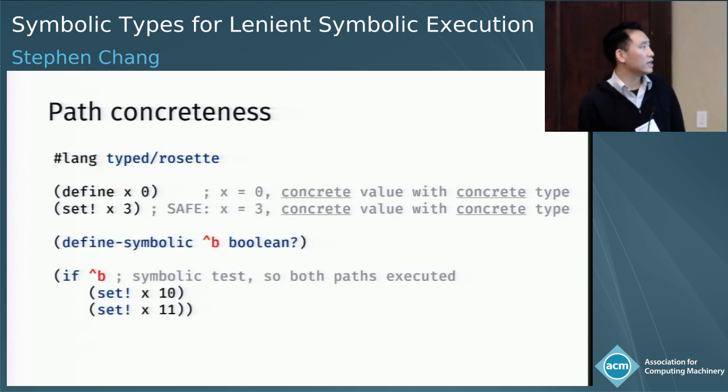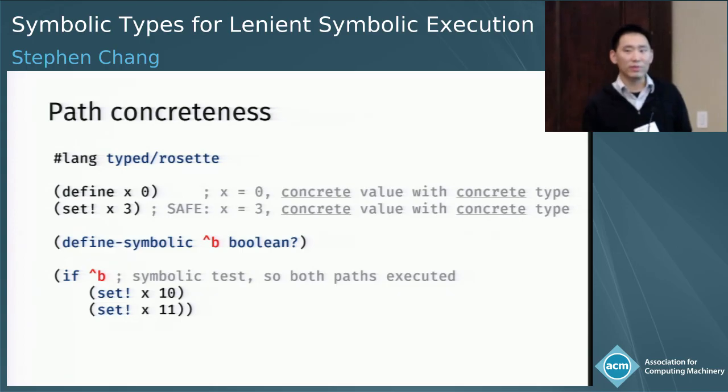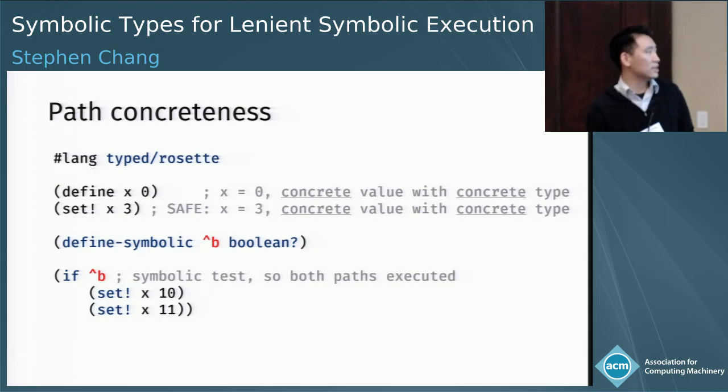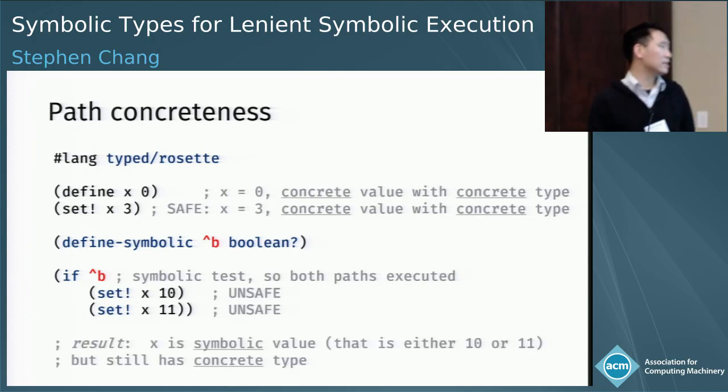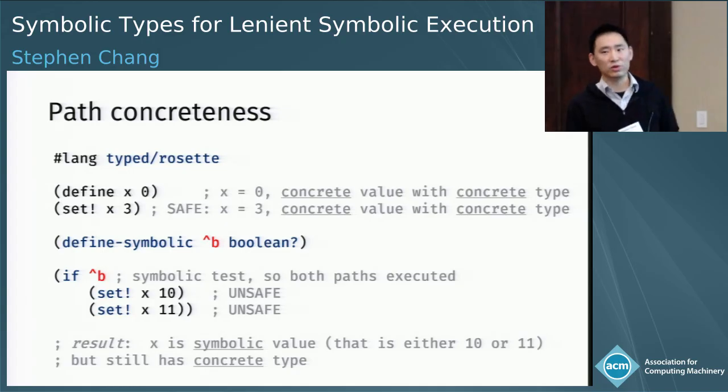But now, let's say that I define a symbolic Boolean, and then I have a conditional that branches on this symbolic value, and each of the branches of the conditional also mutates x. Now, since the test of the conditional is symbolic, execution will evaluate both branches. So the result is that x will be a symbolic value that's either 10 or 11. But the problem, of course, is that x has a concrete type, which means that we can pass it to functions expecting concrete values, and so this is unsafe.